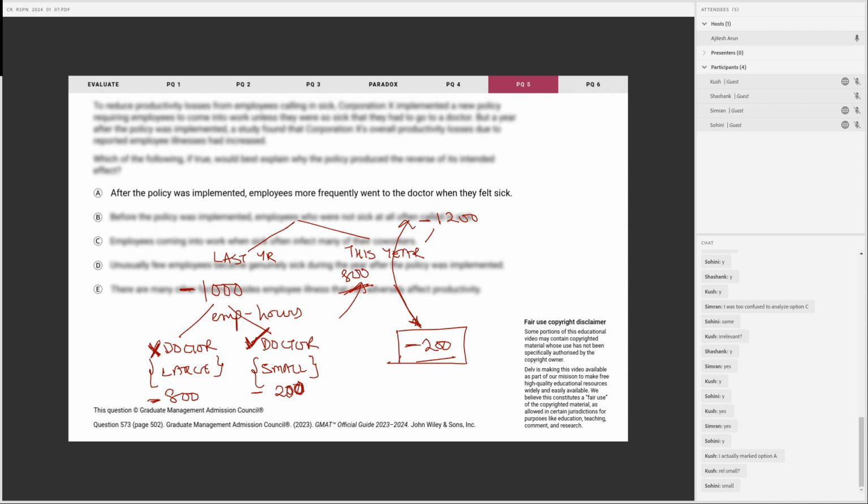Kush, does that make sense? That makes sense, yes. Perfect. So we would have to assume that the people who were seriously ill more frequently went to the doctor to such an extent that they not only met the previous number, but crossed the entire previous number. This would be extremely unexpected. So when they say more frequently, it would have to go beyond the entire productivity losses for last year, just from this group of employees. That's why option A is not as good as option C.